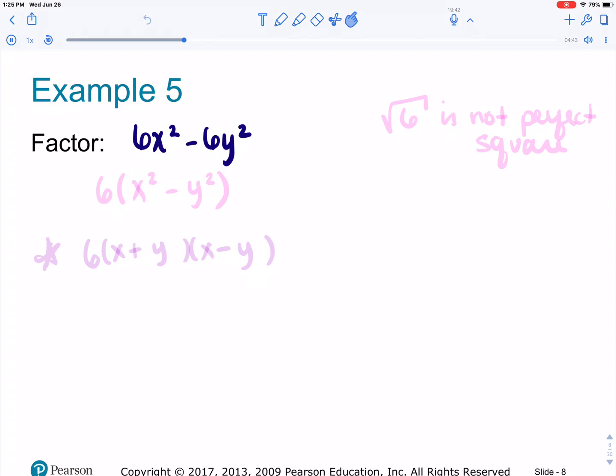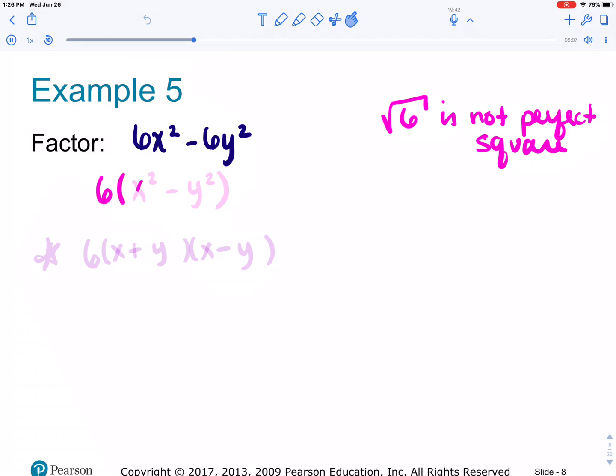Okay, so then I look at this one and I say, well, I can't break apart the 6 because the square root of 6 is not a perfect square. So I can't break that apart. So then again, the next step is to look for common multiples.